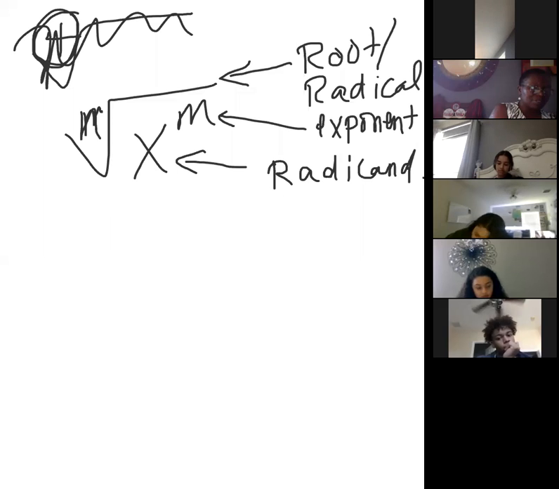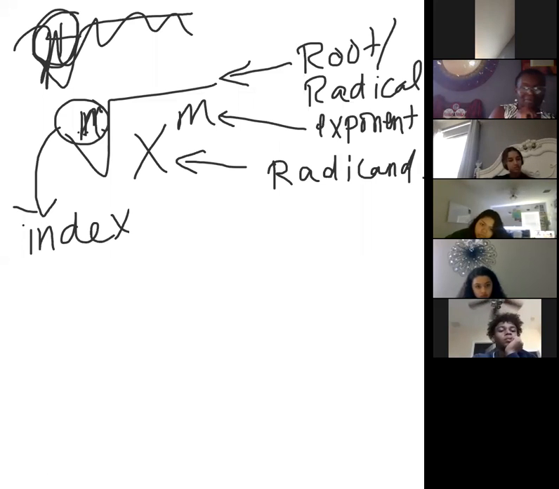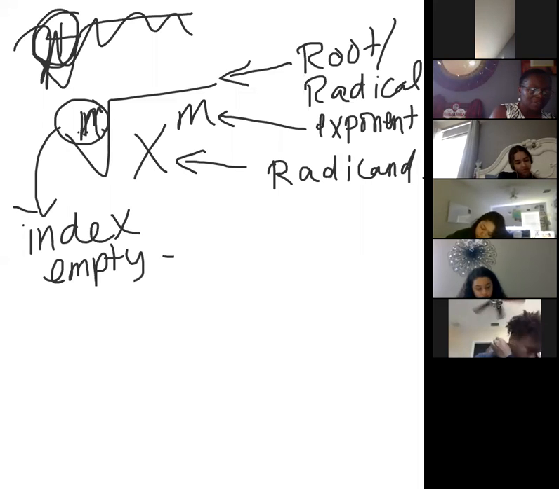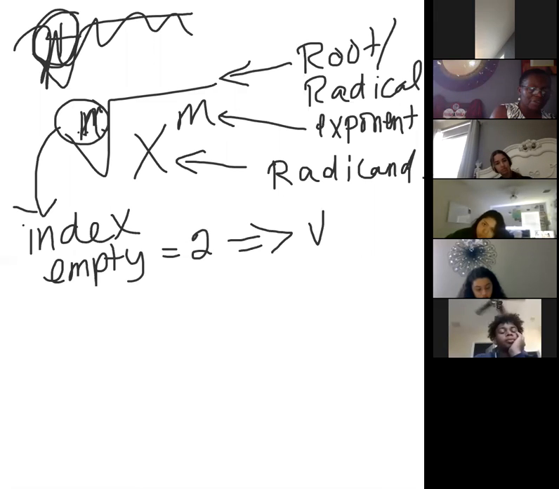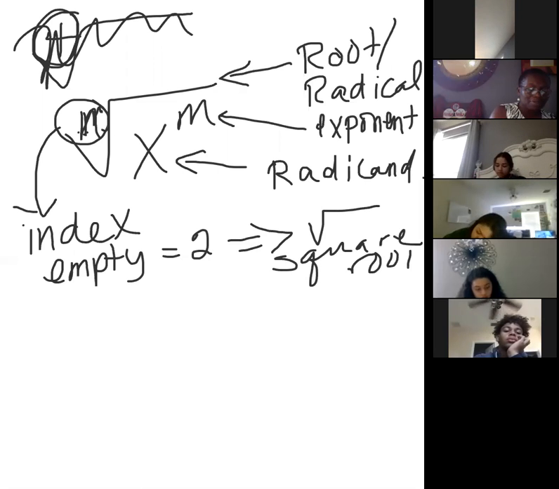Now, we need to know these components, guys, because of the next lesson we're moving to. So pay careful attention to the vocabulary. Now, the letter n inside the radical or the root symbol is referred to as the index. When the index is empty, it is equivalent to 2. It's referring to the square root, okay? Just remember, this is called the index. It can change. When it's empty, it's equivalent to 2. So that would reflect a square root.